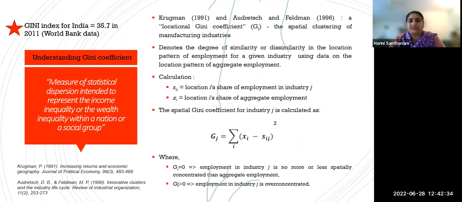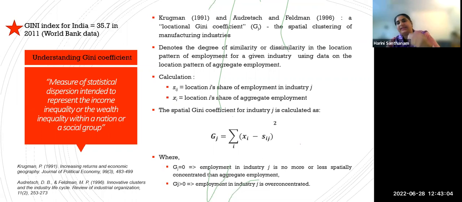So one measure that was originally used is called the locational Gini coefficient. It deals with spatial clustering of manufacturing industry. So to understand this, that is where the Gini coefficient was introduced. Okay, locational Gini coefficient it was called. It denotes the degree of similarity or dissimilarity in the location pattern of employment for a given industry, using the data on the locational pattern of aggregate employment.